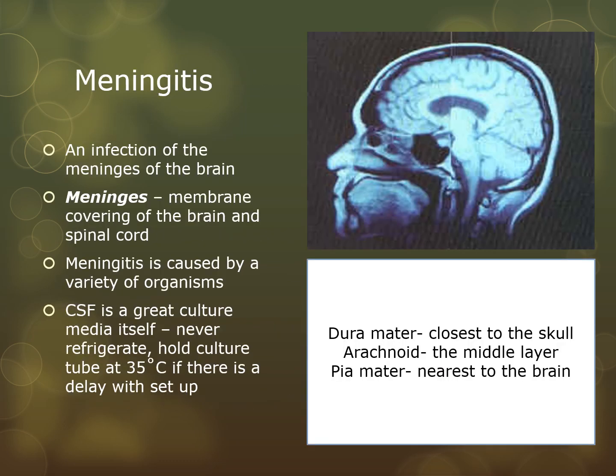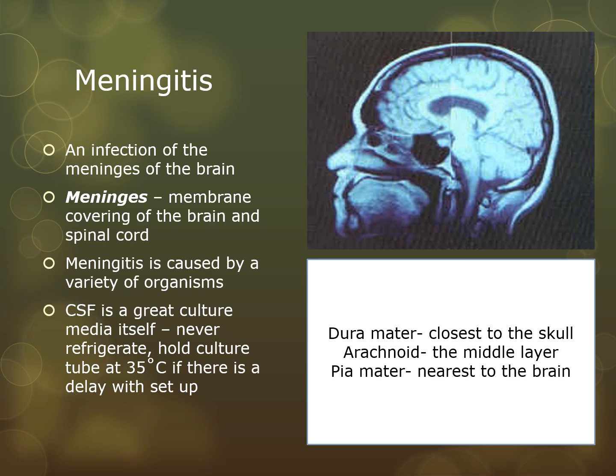So meningitis is an infection of the meninges of the brain, and the meninges are the membrane that covers the brain and the spinal cord. And it's not just Neisseria meningitidis that can cause this. Meningitis can be caused by a variety of organisms, including Streptococcus agalactiae, Neisseria meningitidis, Haemophilus influenzae, and Streptococcus pneumoniae. Those are all things that can cause meningitis.